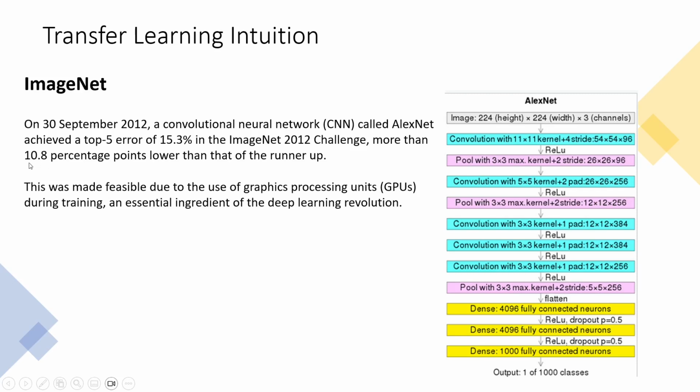A 10% difference from the second-place algorithm, this is huge. So this was very successful. And 2012 showed us deep learning is working, and it's actually pretty strong if you can train it with good data.